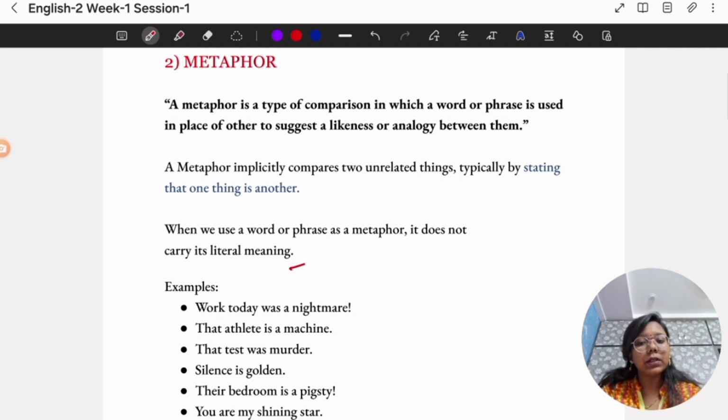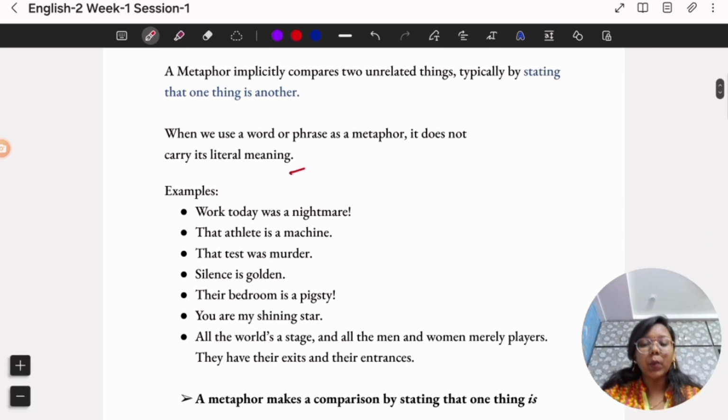So metaphor also compares two unrelated things, same as simile, but the difference is metaphor states that something is the other. It says this is that. So let's see an example. Work today was a nightmare. That athlete is a machine. That test was murder. Silence is golden. So here they are literally saying athlete is a machine, test is murder, work is a nightmare.